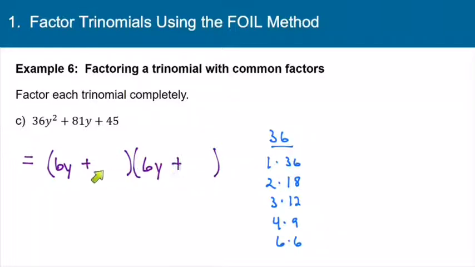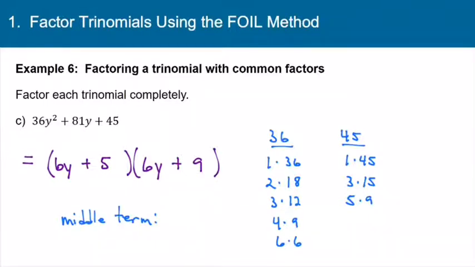And now the numbers we put here have to make 45. And so 45 could either be made of 1 times 45 or 3 times 15 or 5 times 9. Let's just start with the 5 and the 9. So I'm going to put 5 here and 9 here. And let's check our middle term. And that's going to be outer times outer, which is 54y. Inner times inner is 30y. Together those make 84y. So not the middle term we were looking for.